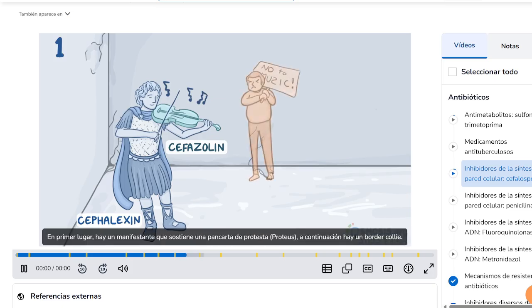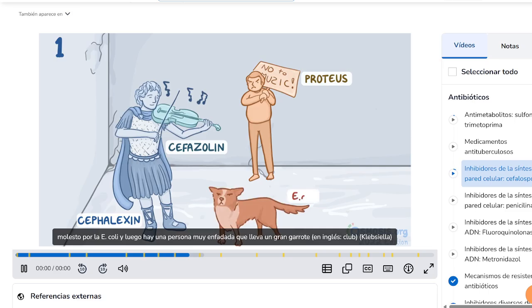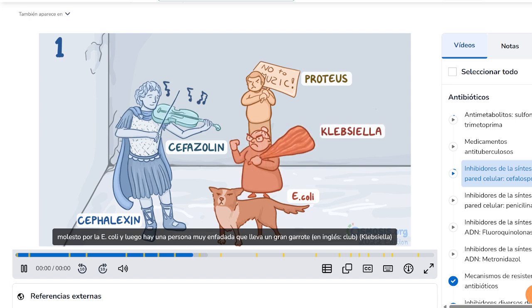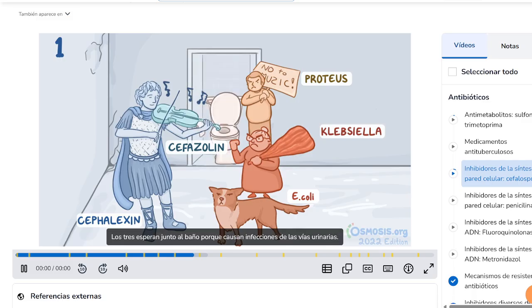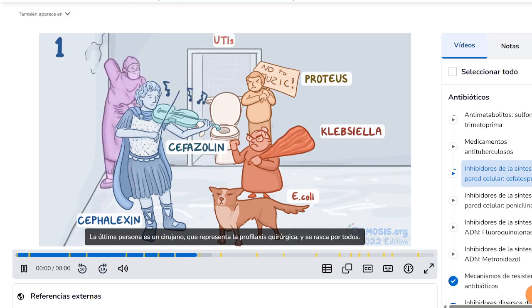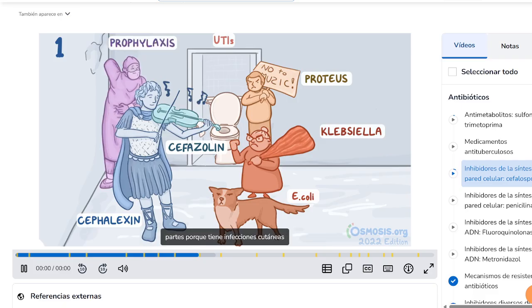First, we have a protester holding up a protest sign for Proteus. Next is an annoyed border collie for E. coli. Then there's a very angry person carrying a large club, Klebsiella. All 3 of them are waiting by the bathroom because they cause urinary tract infections. The final person is a surgeon, representing surgical prophylaxis, and he's scratching himself all over because he has skin infections.